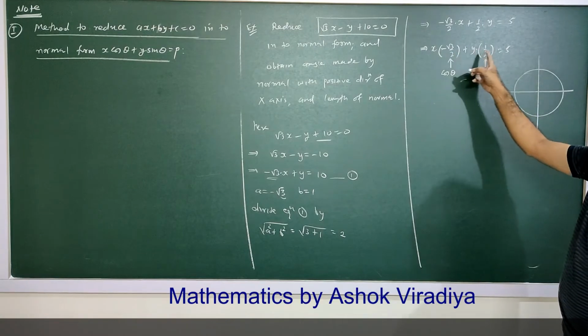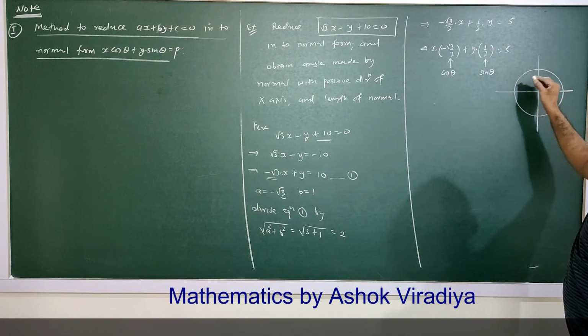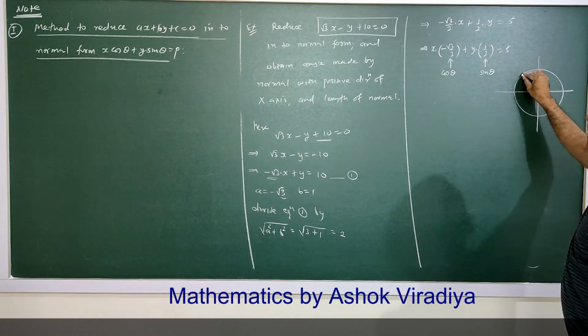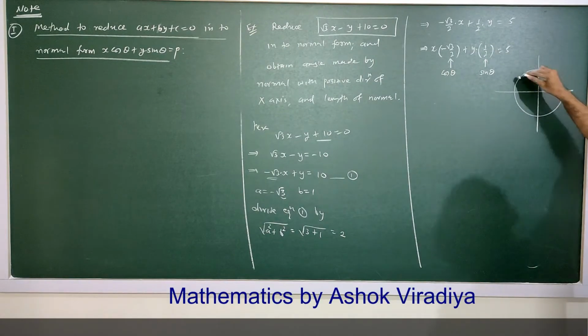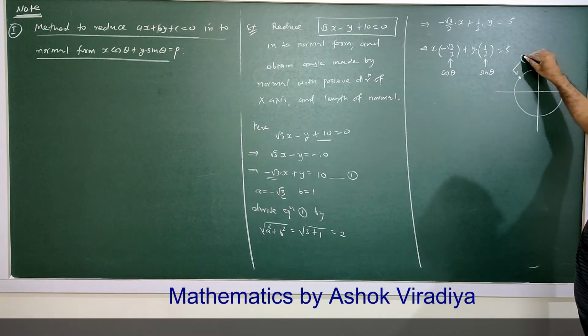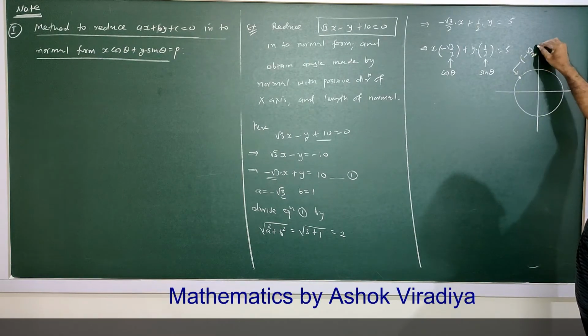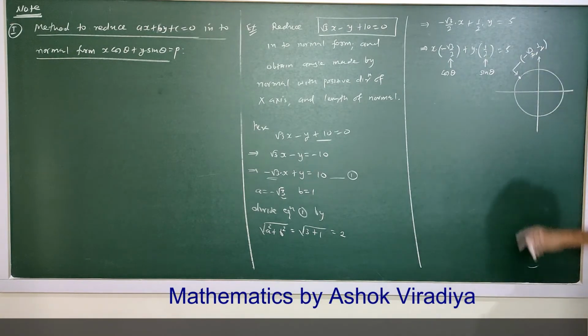Cos is negative, sine is positive, so the corresponding point for theta lies in the second quadrant, somewhere here. This point has coordinates minus root 3 by 2, 1 by 2, in the second quadrant.